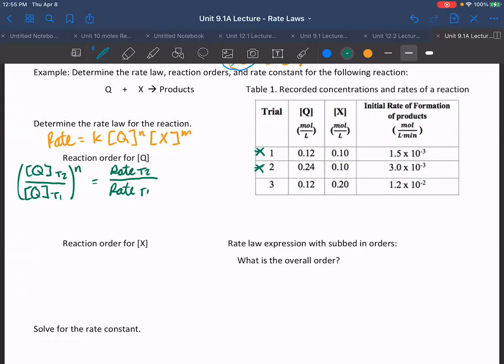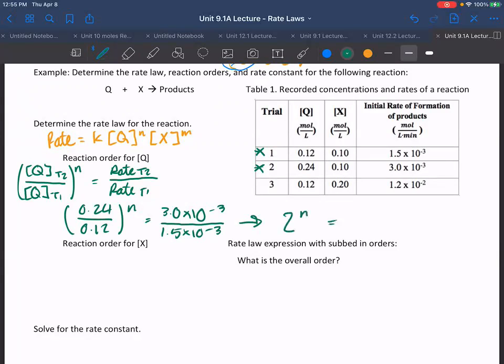If we plug in our numbers, we get 0.24 divided by 0.12 to the nth power, equal to 3.0 times 10 to the negative 3rd divided by 1.5 times 10 to the negative 3rd. So what you'll get here is we have a 2 to the n equal to 2. So n equals 1.